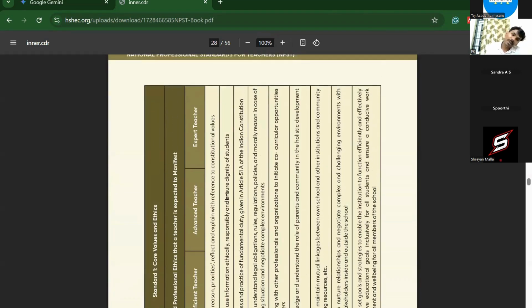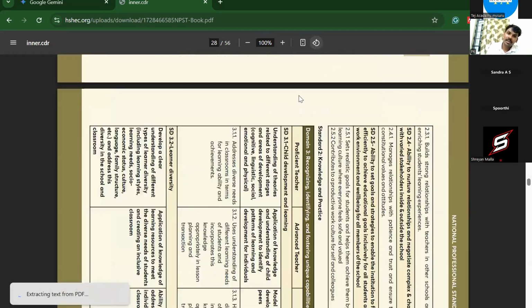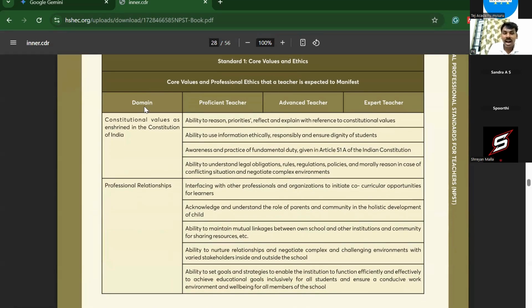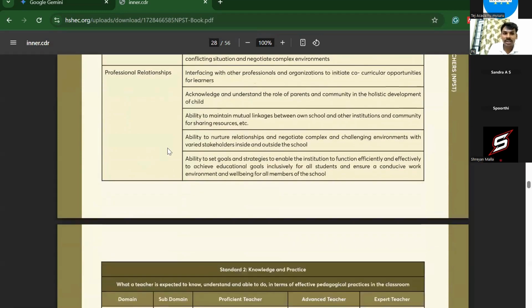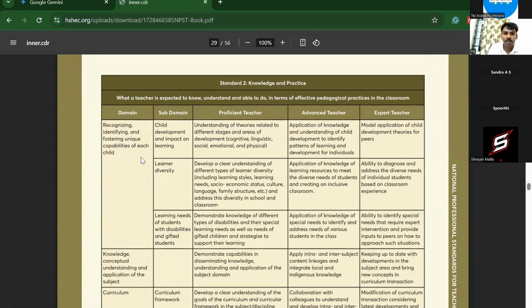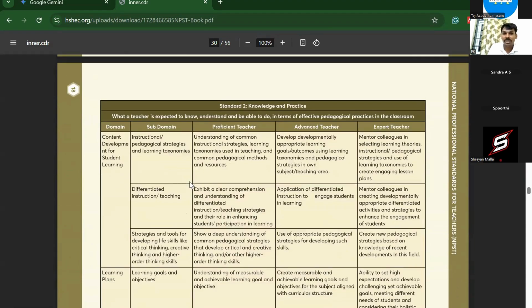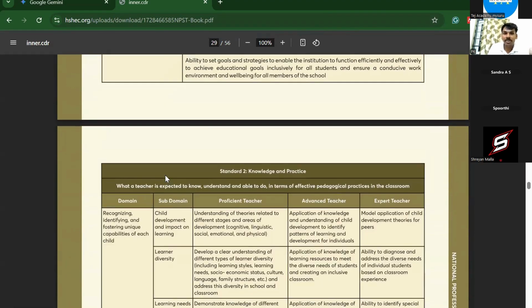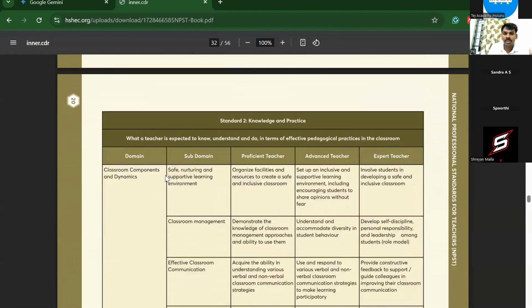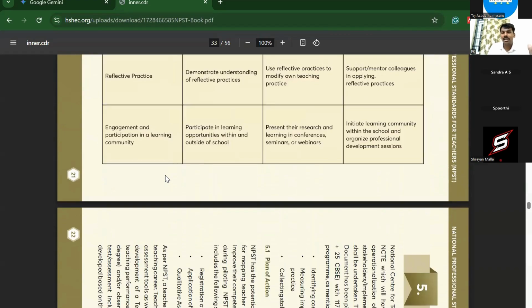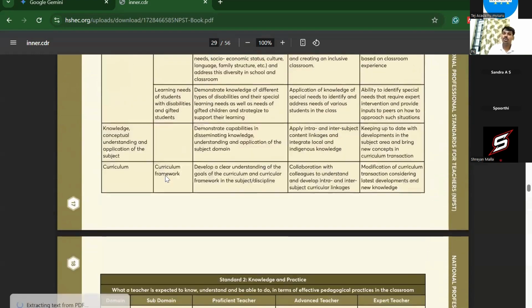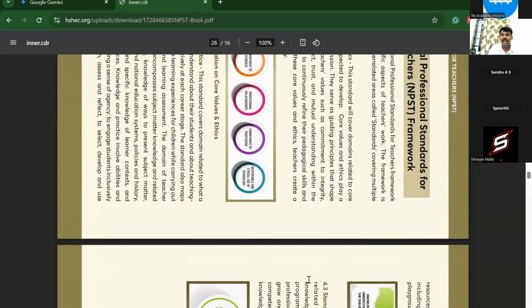Yeah. So for example, if we go to standard 1, that is core values and ethics. Under that, there are multiple domains: constitutional values, professional relationships, right? Recognizing and identifying the unique capabilities in a child. So a teacher is expected to know all these things. Okay, this is all standard 1. Oh, sorry, standard 1 is this much. This is all standard 2, all of this till here. Then standard 3. So there are multiple things that the teacher is supposed to know, and based on that, they will be categorizing a teacher into a proficient, advanced, and expert teacher. Okay, so that is what NPST is trying to do.